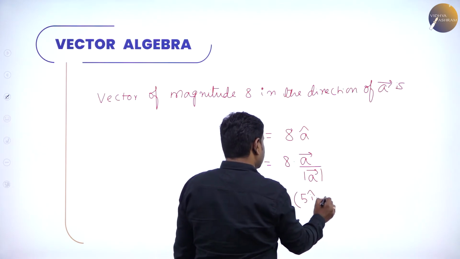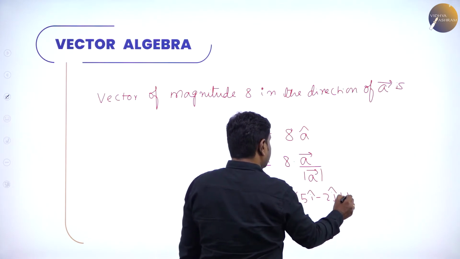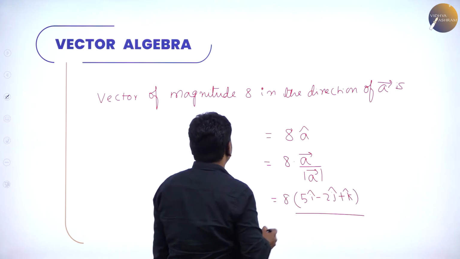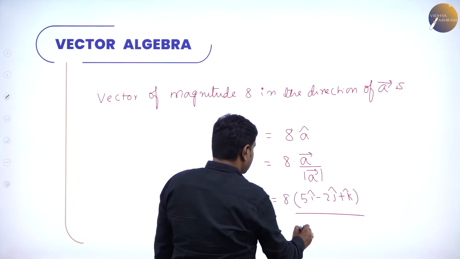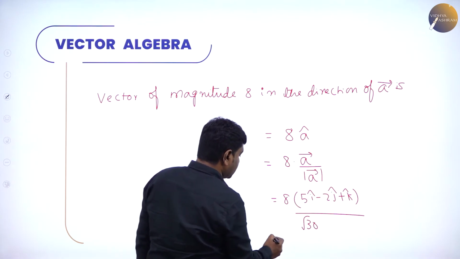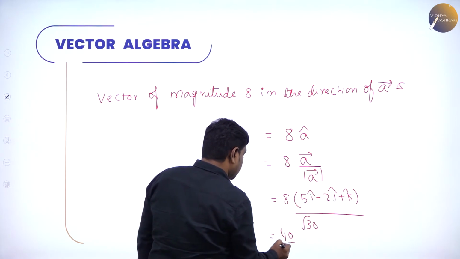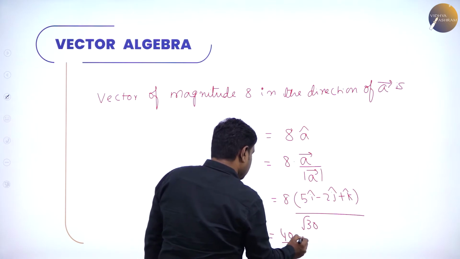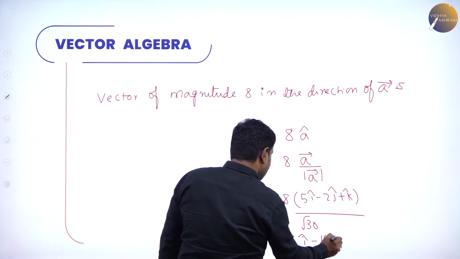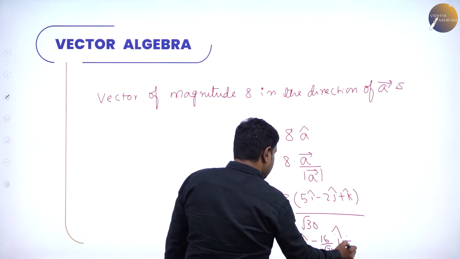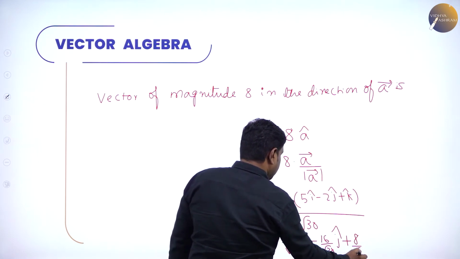5i cap minus 2j cap plus k cap, divided by magnitude. Just now you got the magnitude of the vector. What is the magnitude? Root 30. Split it. Now 8 5s are 40, so 40 by root 30 i cap. Then 8 2s are 16, minus 16 by root 30 j cap. Then 8 1s are 8 by root 30 k cap.